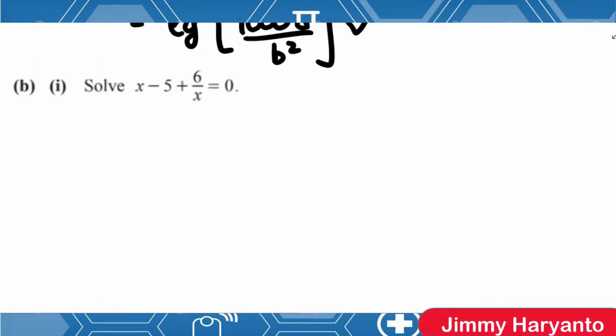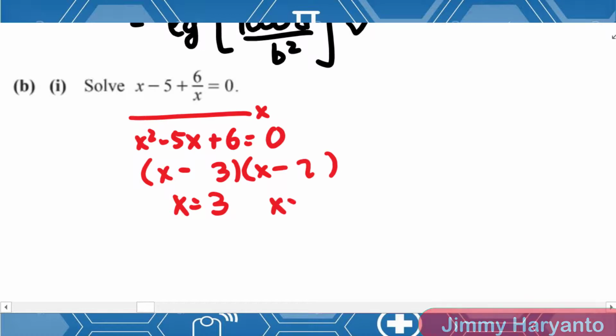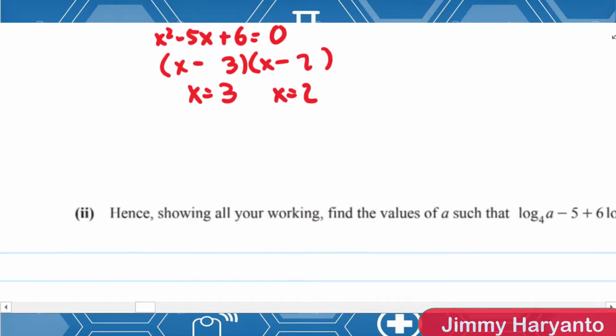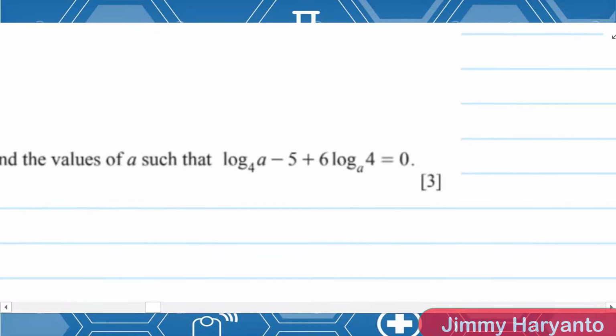Okay, for this one, I can times it with x, all of them. So it will be x squared minus 5x plus 6 equals 0. And then factorize: x minus 3 and x minus 2, so x equals 3 and x equals 2. Done. Next, part bii, hence showing your answer to calculate this.